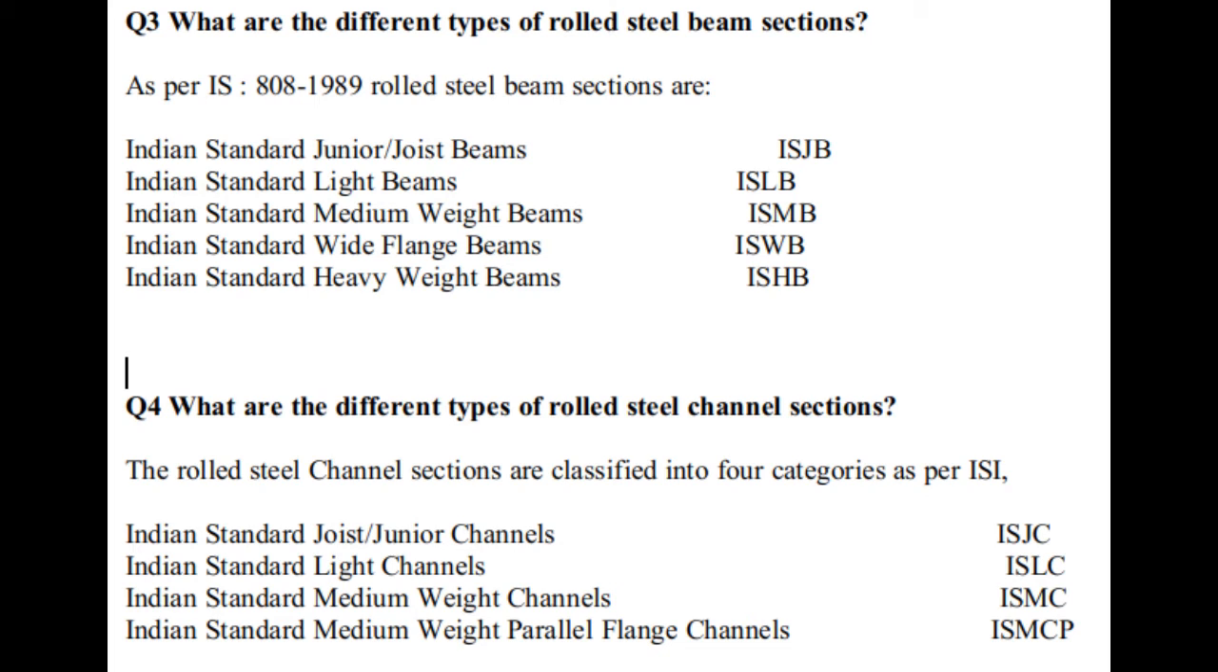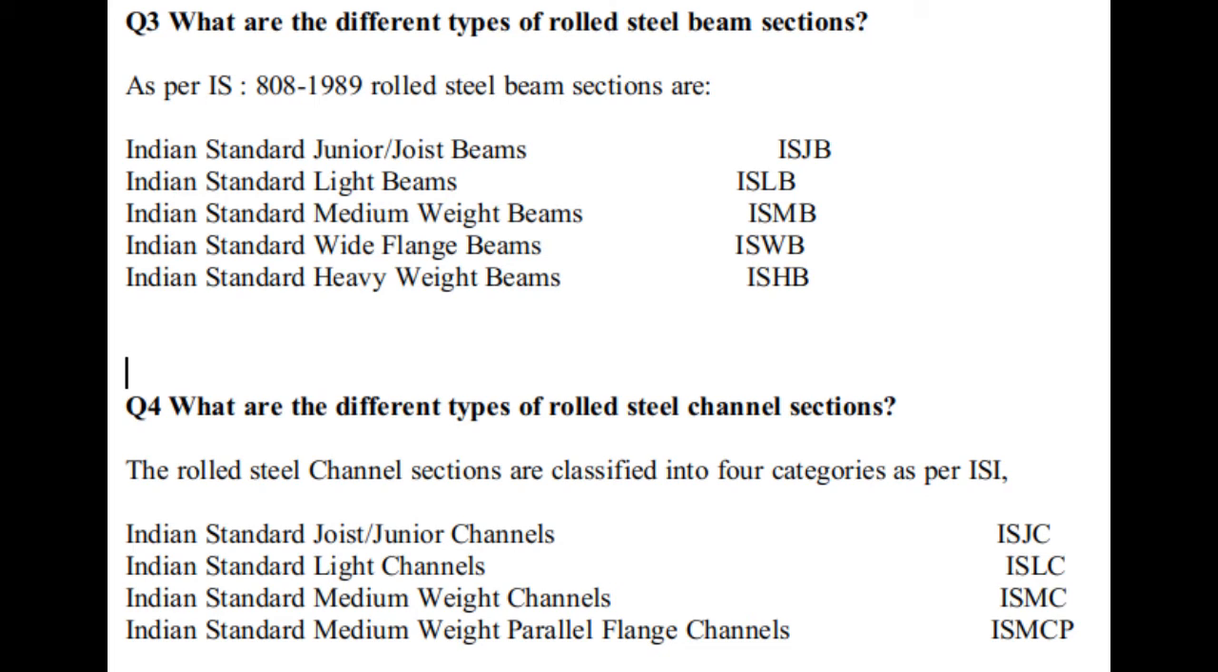ISMB stands for Indian Standard Medium Weight Beams. ISWB stands for Indian Standard Wide Flange Beams. ISHB stands for Indian Standard Heavy Weight Beams. Let us see the next question.